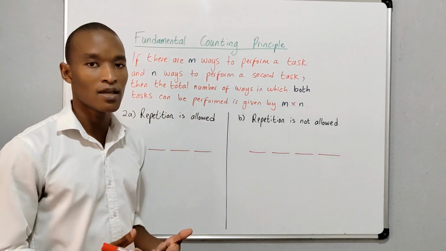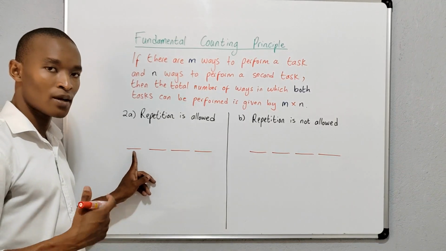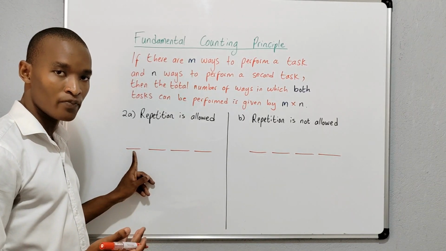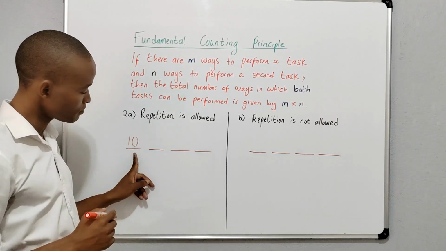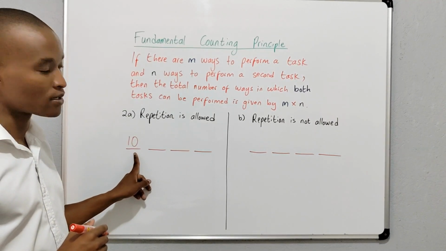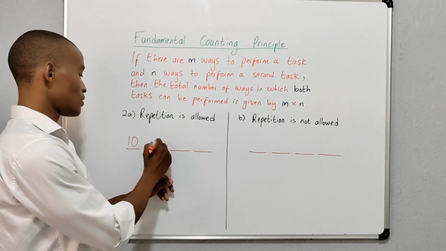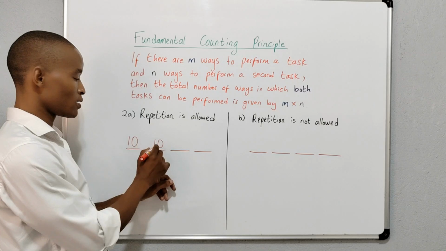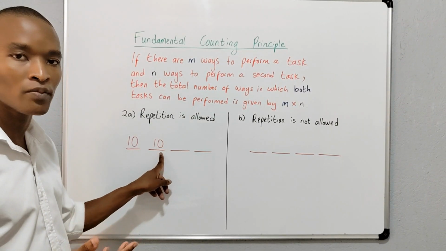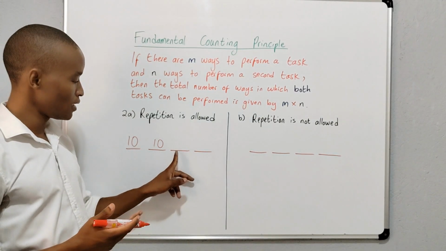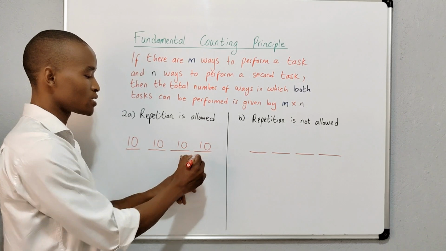So repetition is allowed, meaning that for the first place, how many numbers am I choosing from? I'm choosing from 10 numbers, or 10 digits, if you like. Because repetition is allowed, whatever number I put here, it can come again there. So I'm not left with 9 numbers. I can still choose from 10 numbers, and there as well. Why? Because repetition is allowed.